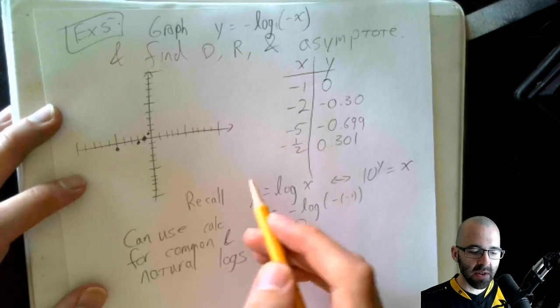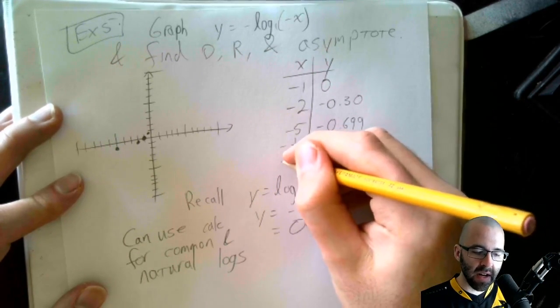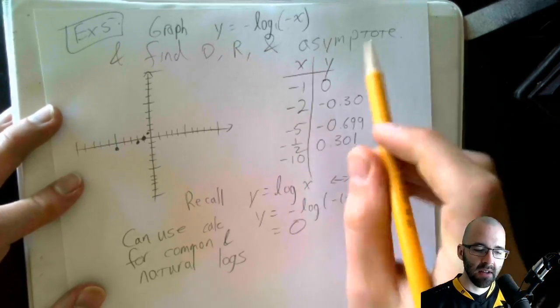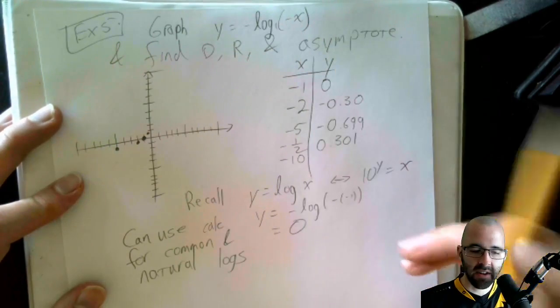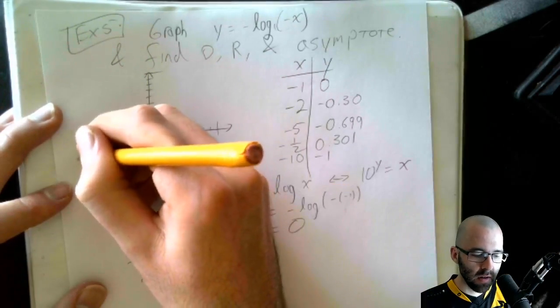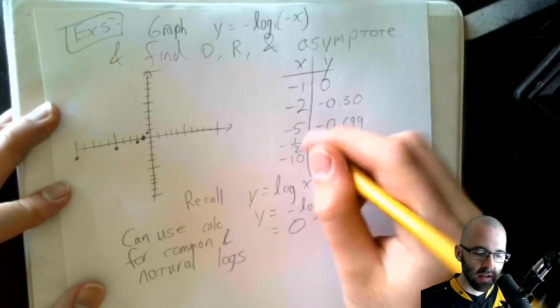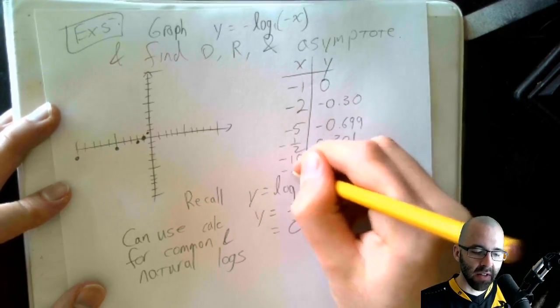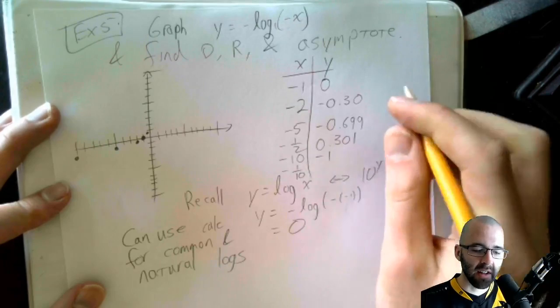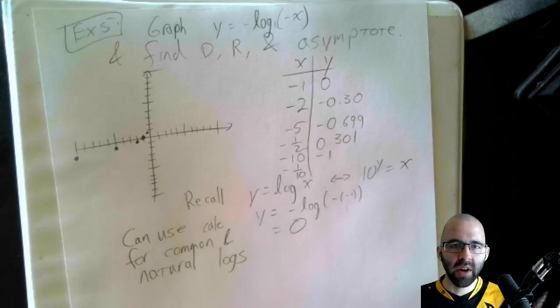And it's kind of hard to see what's going on. Let's plug in more points, right? What about -10? Plug -10 into your calculator. You're going to get -1. So it really flattens out in that direction. What about -1/10? You plug that into your calculator. -1/10. And you should get 1, I believe. Yeah.